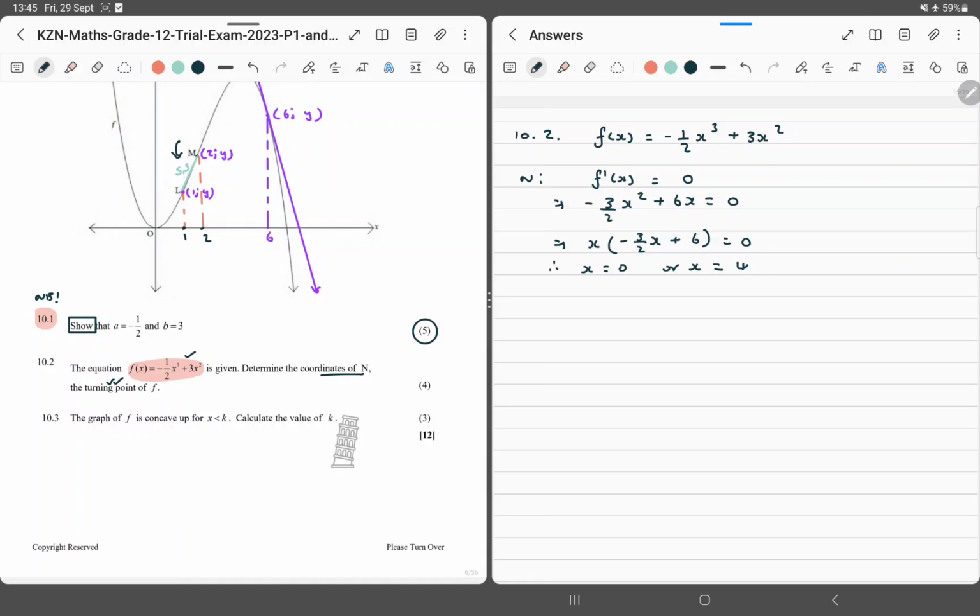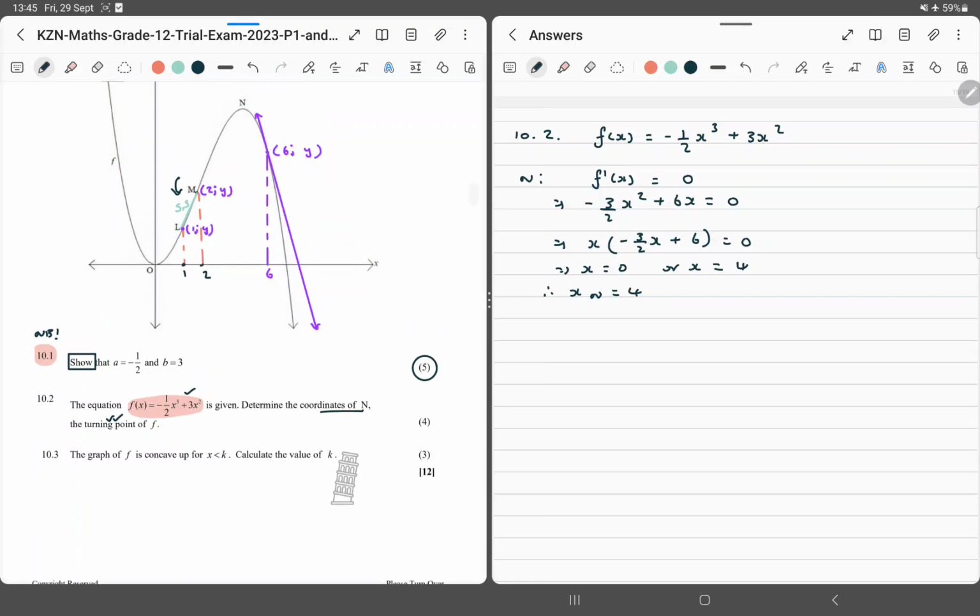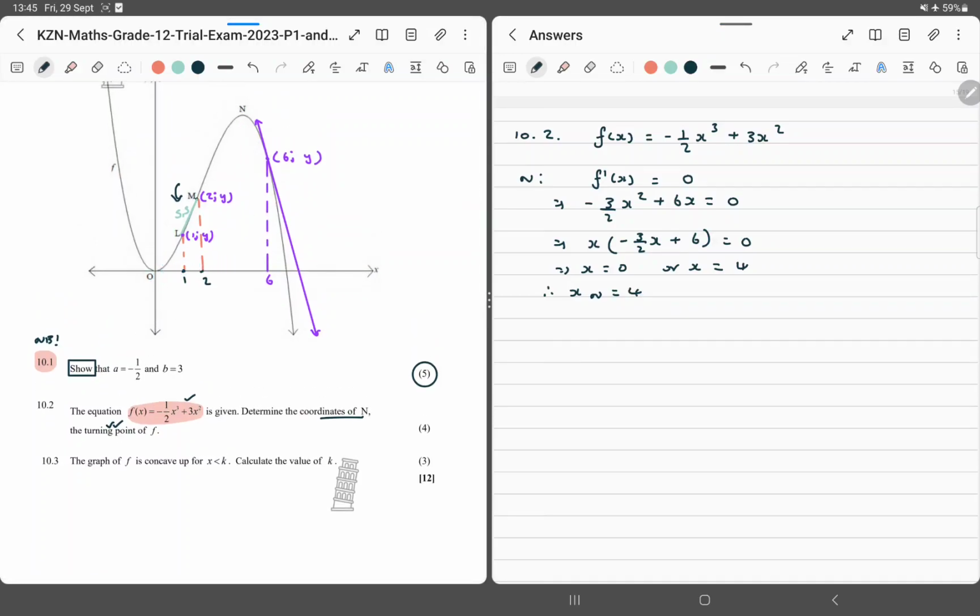It gives us a 4. So what do we do now? We can say therefore our x at n is going to be 4, because we can see that is the maximum turning point. The other one is 0, so we're not interested in that. Then y at n is going to be f of 4, which is minus a half into 4 cubed plus 3 into 4 squared. Minus 0,5 into 4 cubed plus 3 into 4 squared. I'm getting 16. So 16 is correct because it's positive. So we can say therefore n is (4; 16).